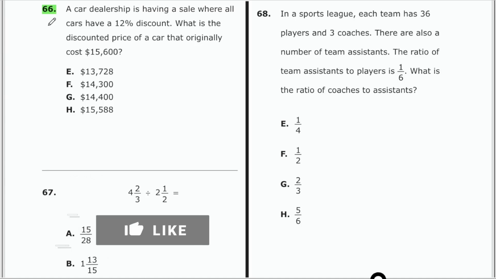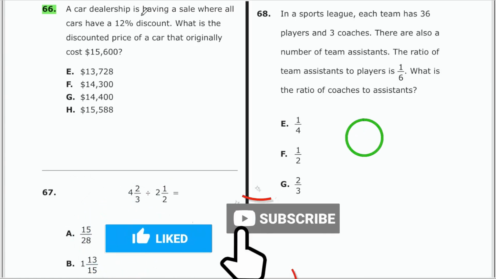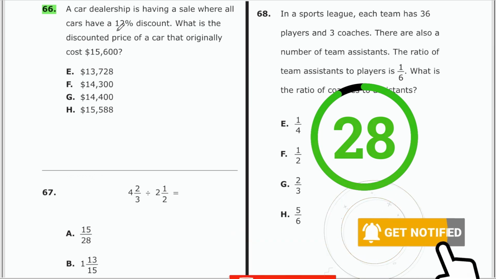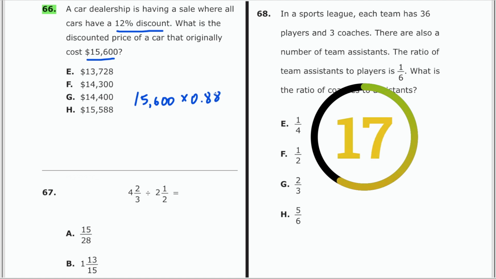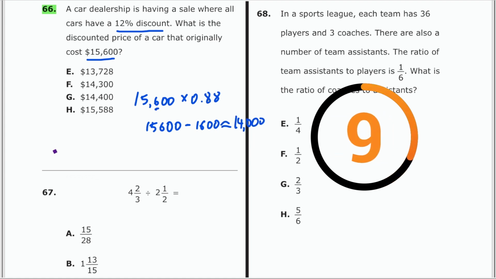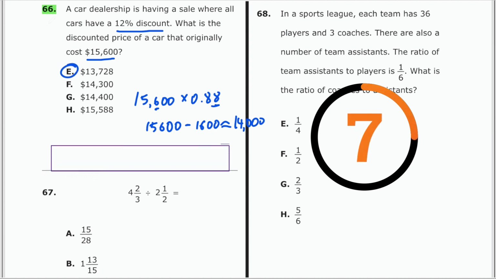So how can you do this problem in 30 seconds or less? A car dealership is having a sale where all cars have a 12% discount. What's the discounted price of a car that originally cost 15,600? So it's 15,600 multiplied by 0.88, which is roughly 15,600 minus 1,600. That's about 14,000. And I also have the answer choices, and the answer is E.